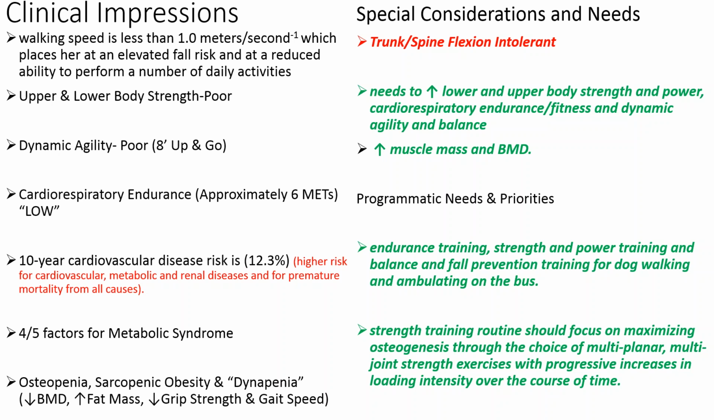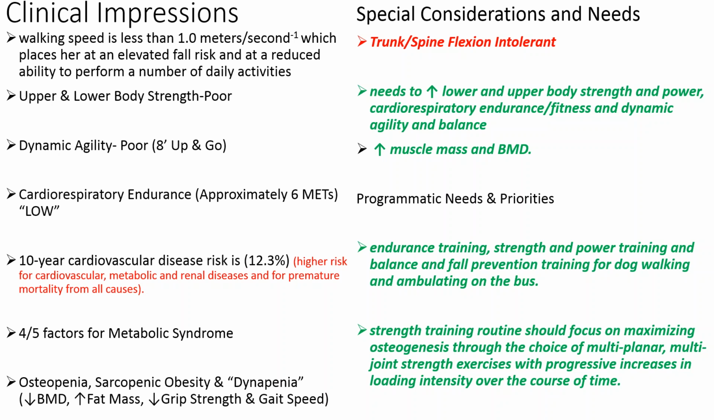She needs to increase her lower and her upper body strength and power, cardiorespiratory endurance and fitness, and her dynamic agility and balance. She needs to increase her bone mass and bone mineral density. Strength training and power training more so, and balance and fall prevention training for dog walking and ambulation on the bus would be warranted. Strength training routines should focus on maximizing osteogenesis through the choice of multiplanar, multi-joint strength exercises with progressive increases in loading and intensity over a protracted period of time. So starting slowly and conservatively.